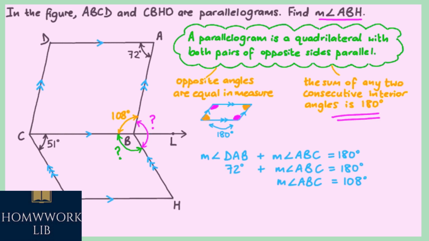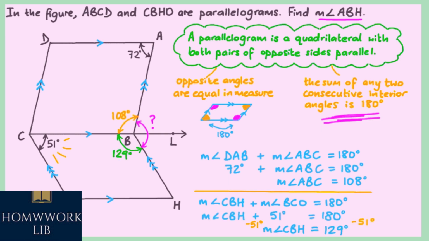Next, knowing the measure of angle CBH would be useful in helping us work out the required angle measure. We can identify that in parallelogram CBHO, one of the consecutive interior angles to angle CBH is angle BCO, whose measure we are given. Therefore, using the same property as before, we know that these two angle measures must sum to 180 degrees. Filling in the measure of angle BCO as 51 degrees, we can determine that the measure of angle CBH is 129 degrees.